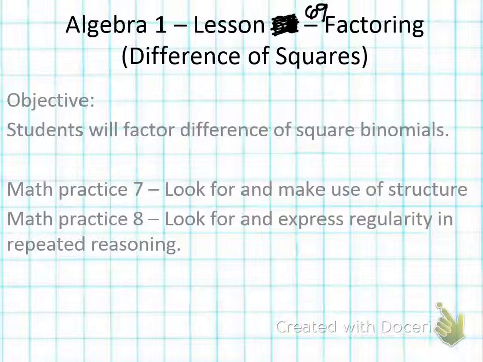So we're going to be factoring difference of square binomials. So there'll be two terms, and we'll be able to factor that. We're going to specifically be focusing on math practices 7 and 8, so we'll be looking for and making use of structure and expressing regularity in repeated reasoning. So basically we're going to be able to reason from these problems and see that we can use this kind of a shortcut here. Okay?